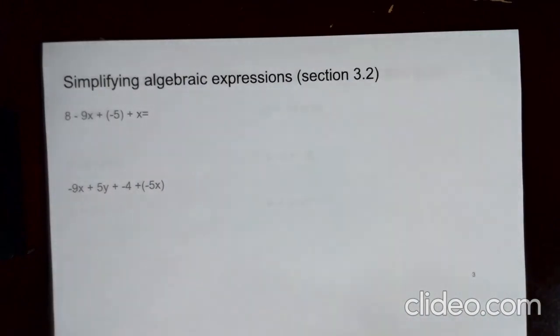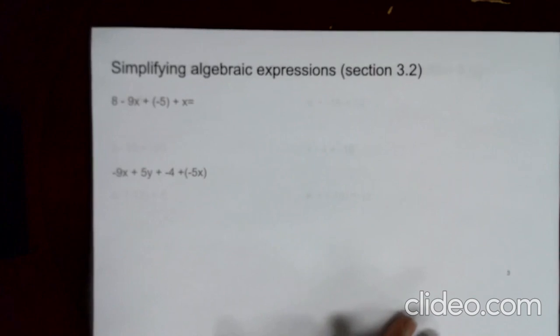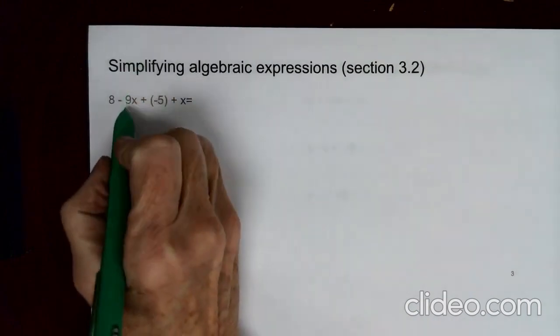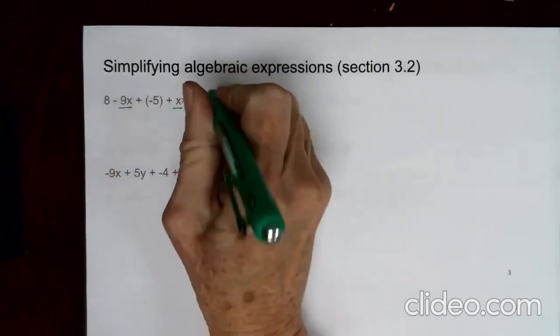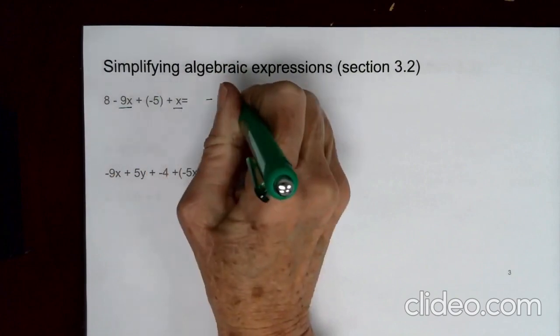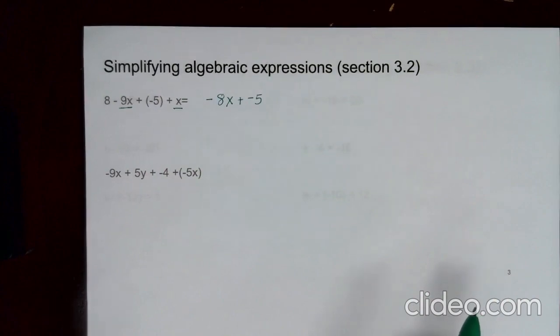Section 3.2 had to do with simplifying algebraic expressions. What we talked about on these is you combine like terms. So the ones that have variables, the variables have to match. So on this one, you have a negative 9x and you have a positive 1x. That's going to give you a negative 8x, and then you can't do a thing with the negative 5. I can't combine it with anything else, so I just leave it added to the negative 8x.